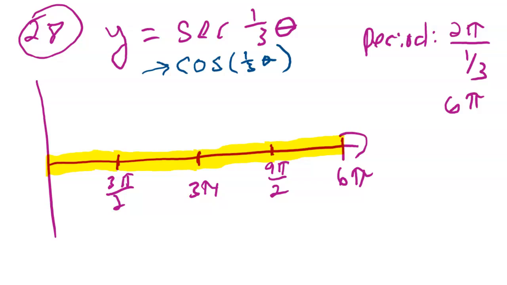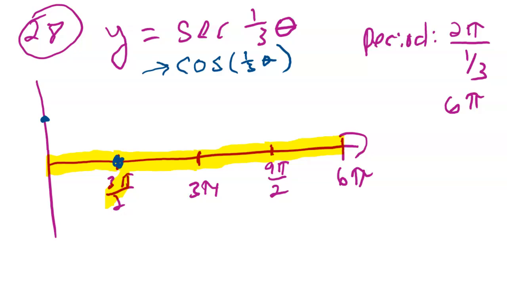So at cosine theta, when I first start at 0, 1/3 of 0 is 0. Cosine of 0 is 1. So we start up here. And then when we go to 3 pi over 2, we plug this in. So we get cosine of 1/3 times 3 pi over 2. The 3's cancel out. You get cosine of pi over 2, which is 0.